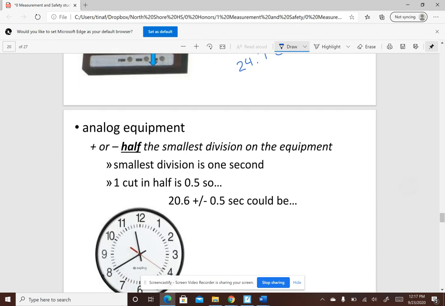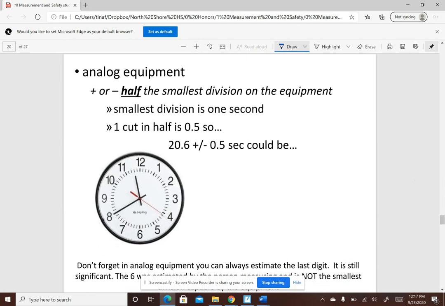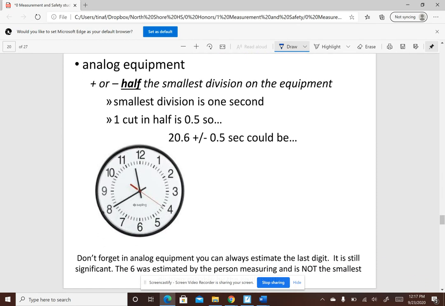Analog equipment is a little bit more difficult because you have to remember that when you read something like a ruler or a clock, the last number in your reading is always an estimate. So you don't want to look at the number that was estimated. You want to look at the number before that, the number that you're sure of. You want to look at the smallest division that's actually a line on your tool.